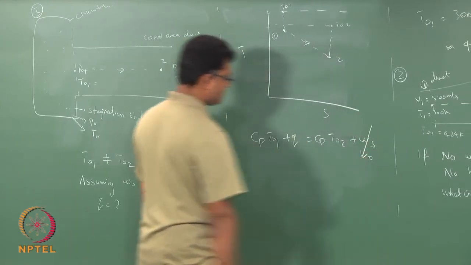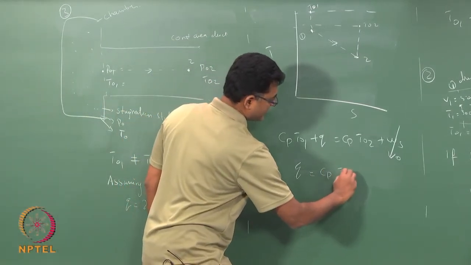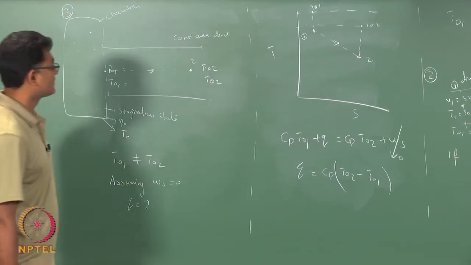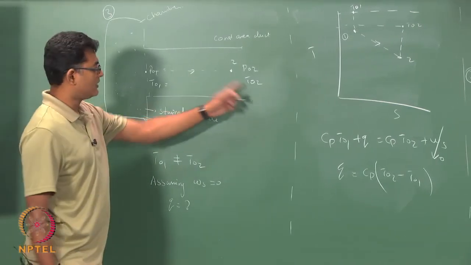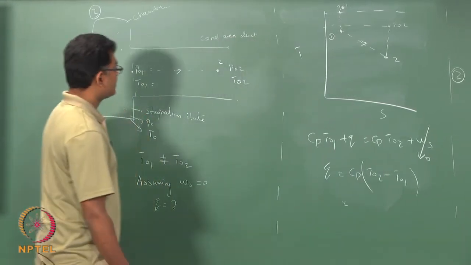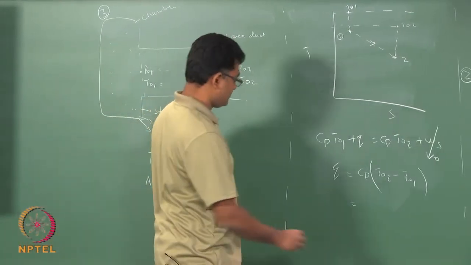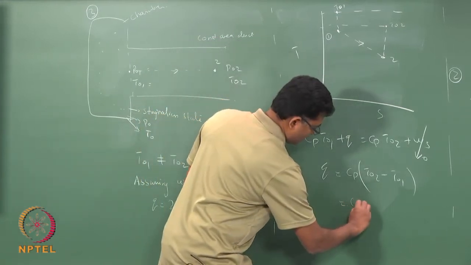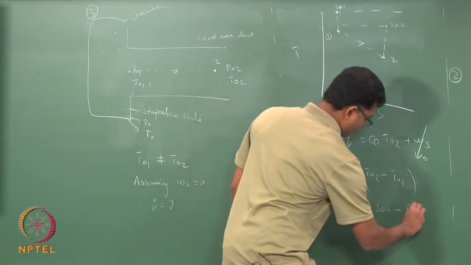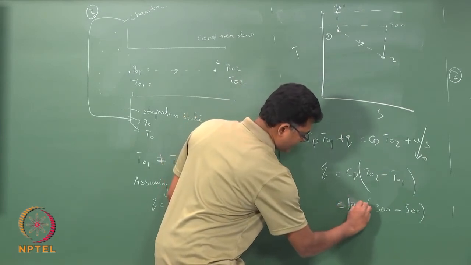Now, Ws is 0. So, here Q is nothing but Cp into T02 minus T01. So, depending on the values of T01 and T02, you would get your answer. Suppose I assume T02 to be, say, 300 and T01 to be 500, multiplied by the value of Cp, which is 1005.